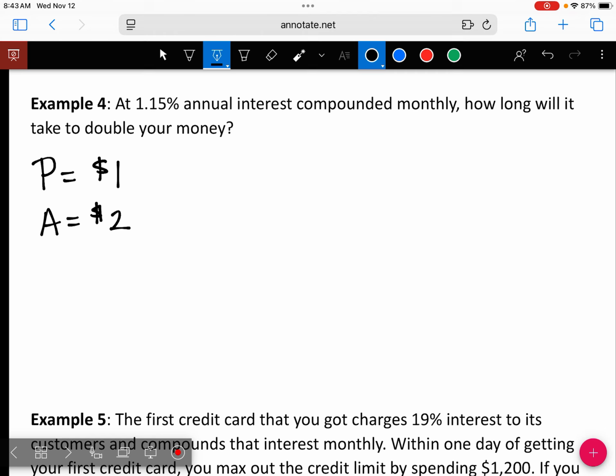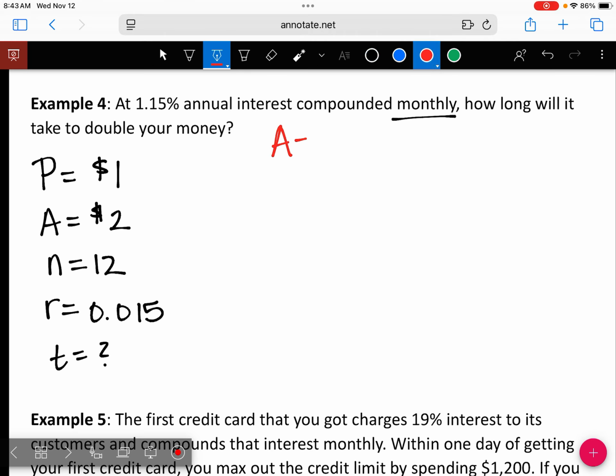Compounded monthly, so that means N is 12. Our interest rate, when you take that 1.15, convert that to a decimal, you get 0.015. And now this is what I'm trying to find, is T. So because it's compounded monthly, I am using this formula.